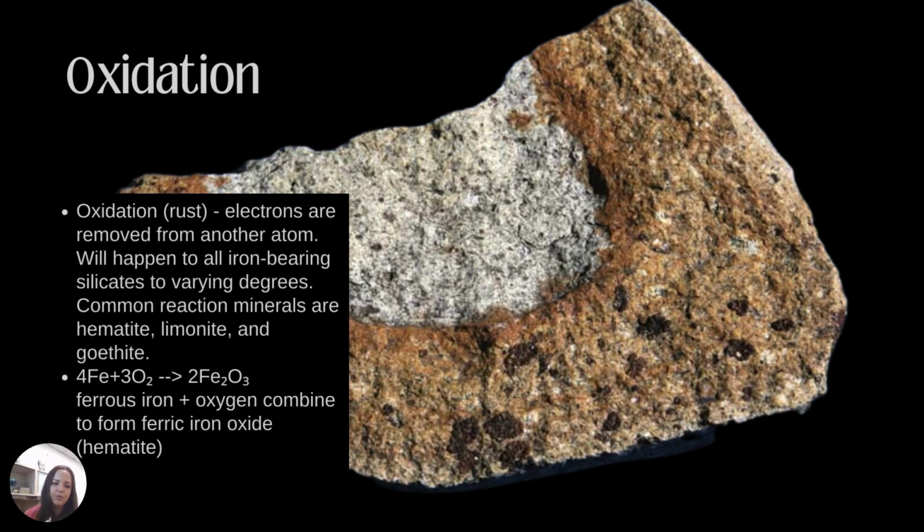And so this is a superficial process. The rocks need to be exposed to oxygen in order for it to rust. We also need iron present. So if none of the minerals in the rock contain iron, we're not going to see it rust. Okay, so this is probably one of the easiest ones for students to recognize as you are looking at samples.